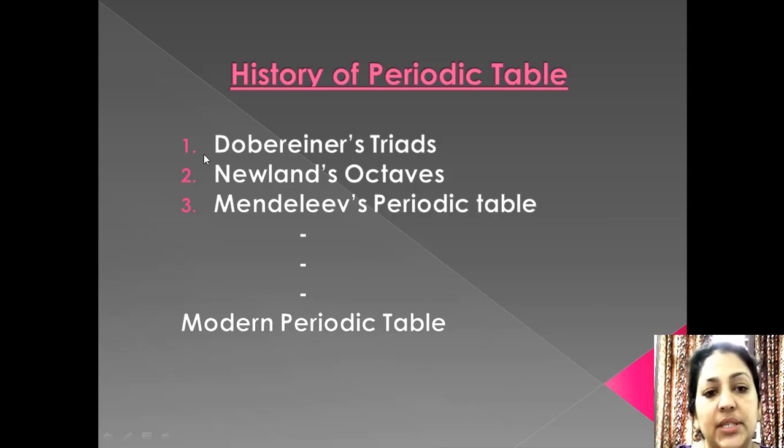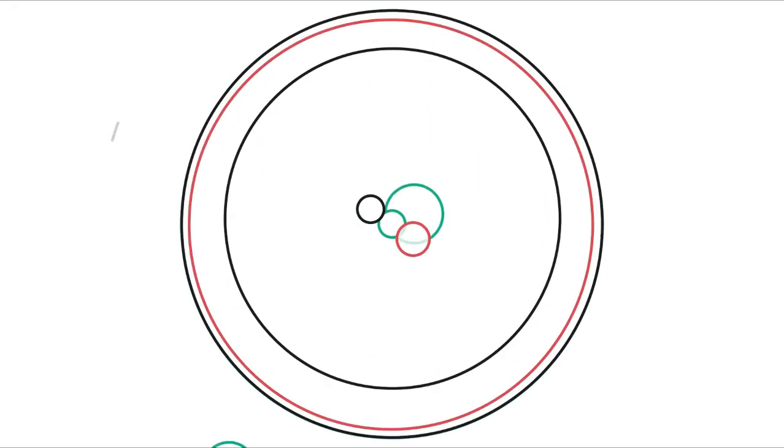Among them, the first one was Dobereiner's triads. And the second one, Newlands octaves. Third one, Mendeleev's periodic table. And finally, the modern periodic table that we use presently. Okay. So let's move to Dobereiner's triads.